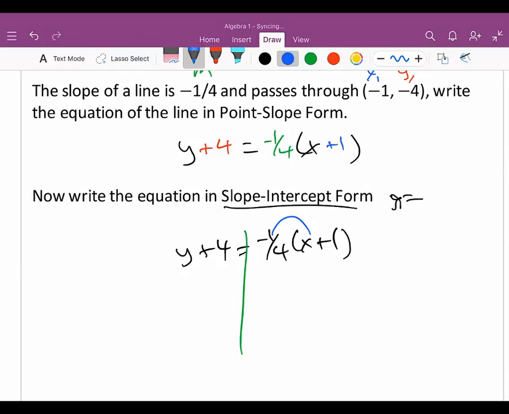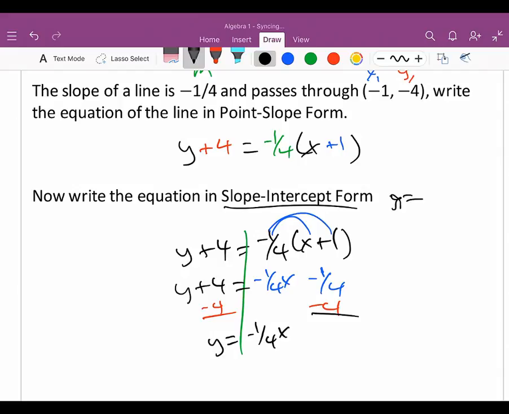Okay, distribute first. Negative 1/4 times x is just going to be negative 1/4 x. Negative 1/4 times 1 is just going to be negative 1/4. And then bring down the y plus 4. Alright, got to solve for y, so I'm subtracting 4. That gives me y equals negative 1/4 x, negative 1/4 minus 4. If you were dealing with fractions, you got to switch that 4 to have the same denominator. So 16 divided by 4 is 4. So then just subtract across. Negative 1 minus 16 would be negative 17 over 4.